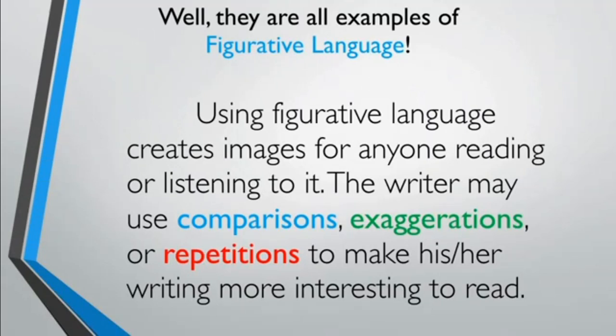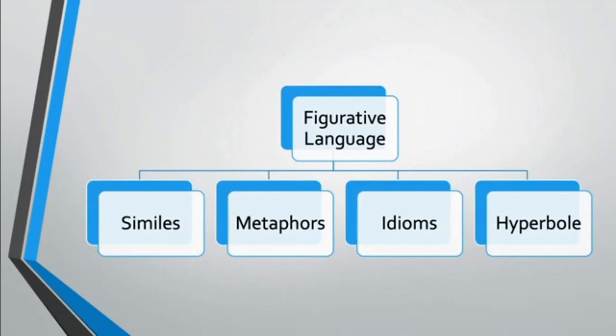Using figurative language creates images for anyone reading or listening to it. The writer may use comparisons, exaggerations, or repetitions to make his or her writing more interesting for the reader to read. These images help you to visualize exactly what the author is writing about. So the 4 types of figurative language we're going to focus on today are similes, metaphors, idioms, and hyperbole. Let's go and figure out what a simile is.